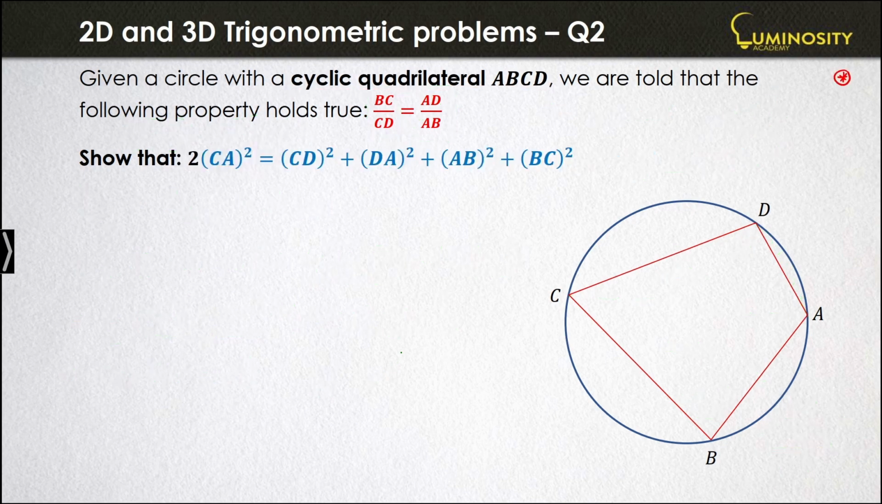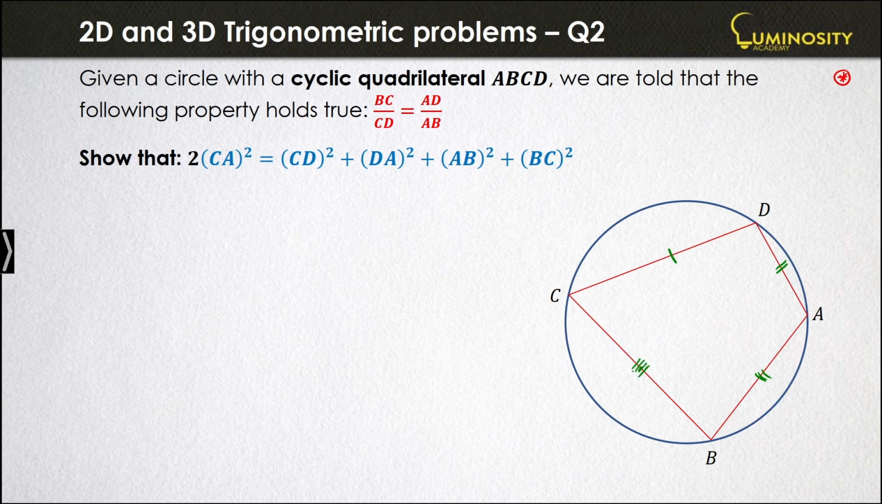Okay. And then lastly, we want to show that this result holds true: 2 times (CA squared plus CD squared) equals CD squared plus DA squared plus AB squared plus BC squared. CD is this length here, DA is this length here, AB is this length here, and BC is this length here.